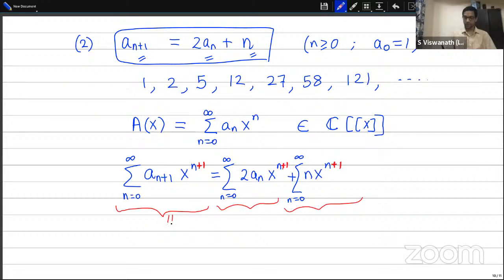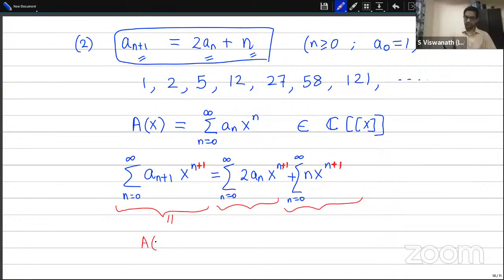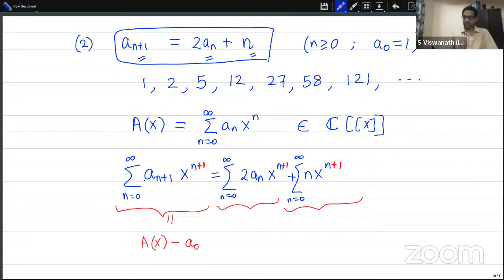So what is this fellow here? a_{n+1} x^{n+1}. That is A(x) minus a_0. Wonderful. So now observe, there is no division by x involved. This is just A(x) minus a_0. That's the reason why I did this. So I can think of this as A(x) minus a_0, because if I put n equal to 0, it starts as a_1 x power 1.